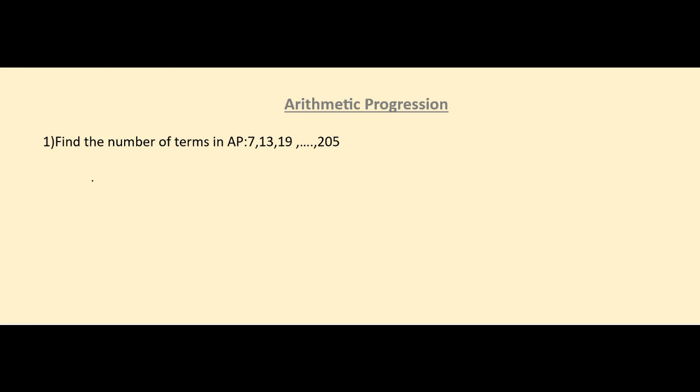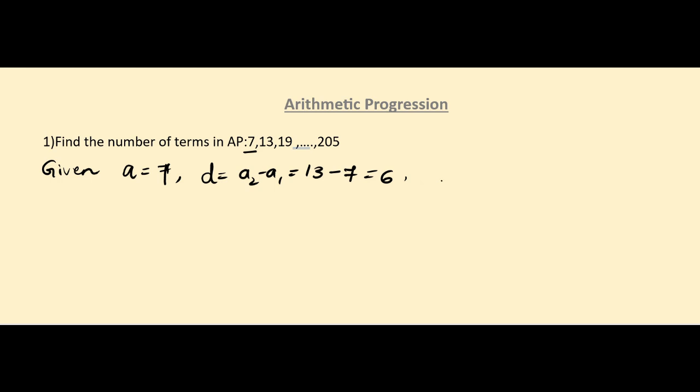In this video, we are going to learn about the problems related to the chapter Arithmetic Progression. First question: find the number of terms in the arithmetic progression 7, 13, 19, and so on up to 205. They have given the first term, which we represent by a, that is equal to 7. And d, we know, is a2 minus a1. Here a2 is the second term, that is 13, and the first term is 7. 13 minus 7 is 6.